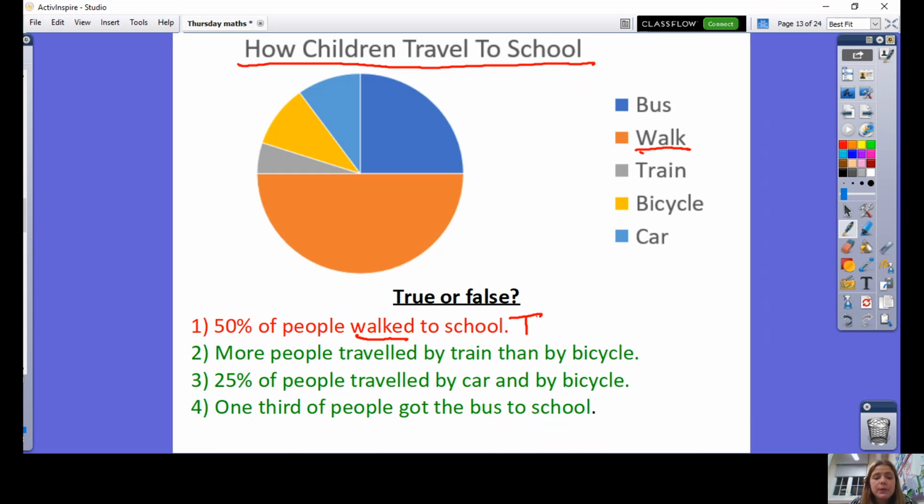Have a go now on your piece of paper at solving the other 3 questions. Pause the video and answer them now.